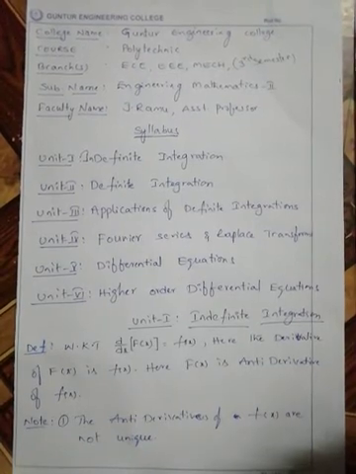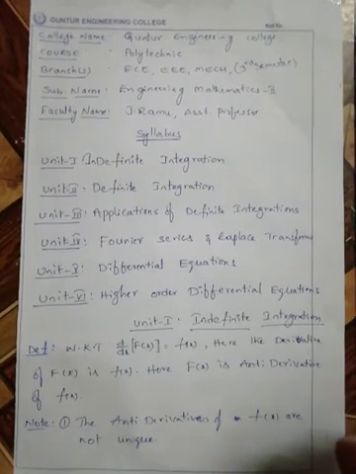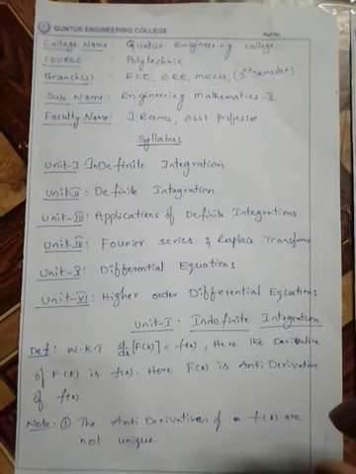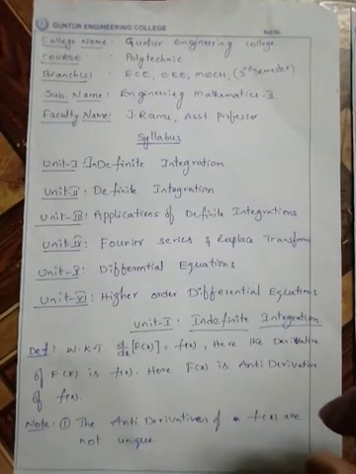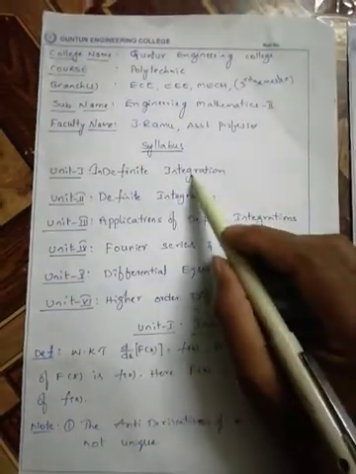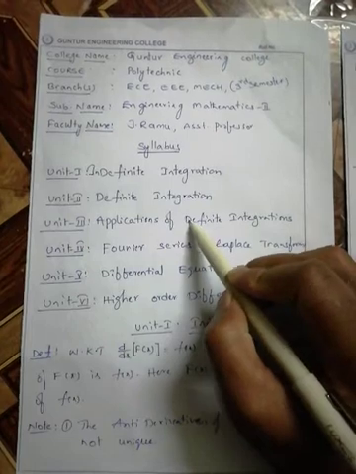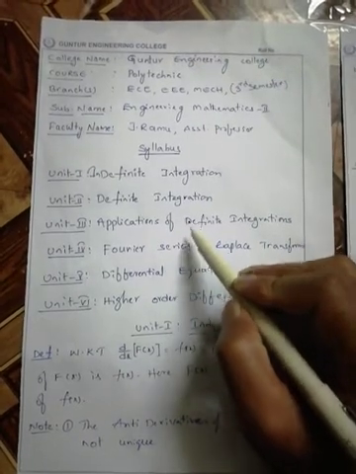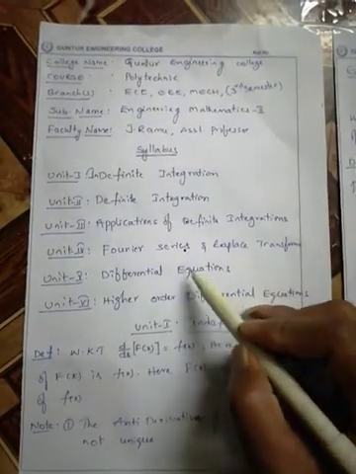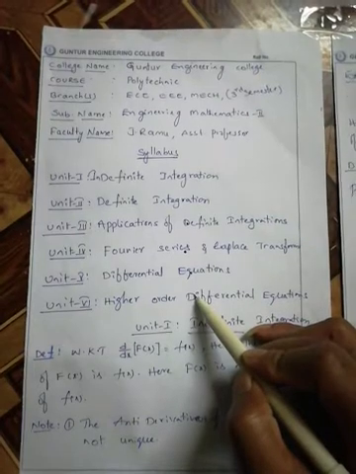Today we discuss Engineering Mathematics 2. This is the subject for third semester, all branches of Polytechnic. The syllabus is: Unit 1 is Indefinite Integration, second unit is Definite Integration, third unit is Applications of Definite Integrations, fourth unit is Fourier series and Laplace transforms, fifth unit is Differential Equations, sixth unit is Higher Order Differential Equations.